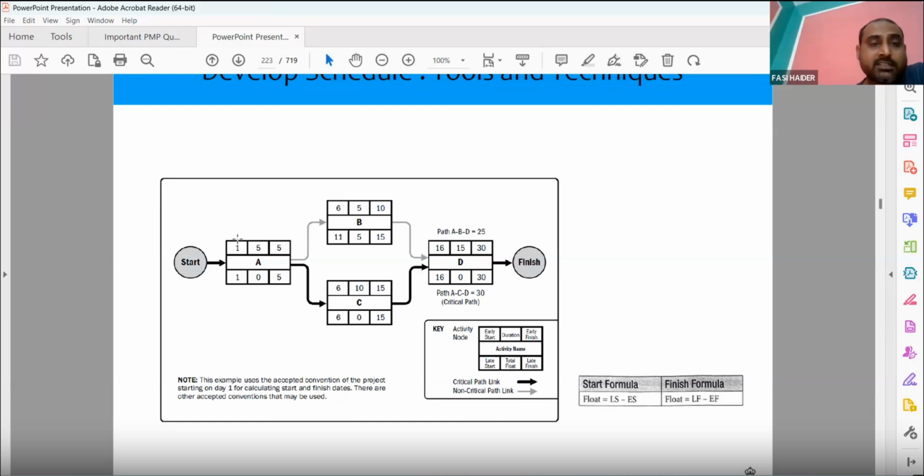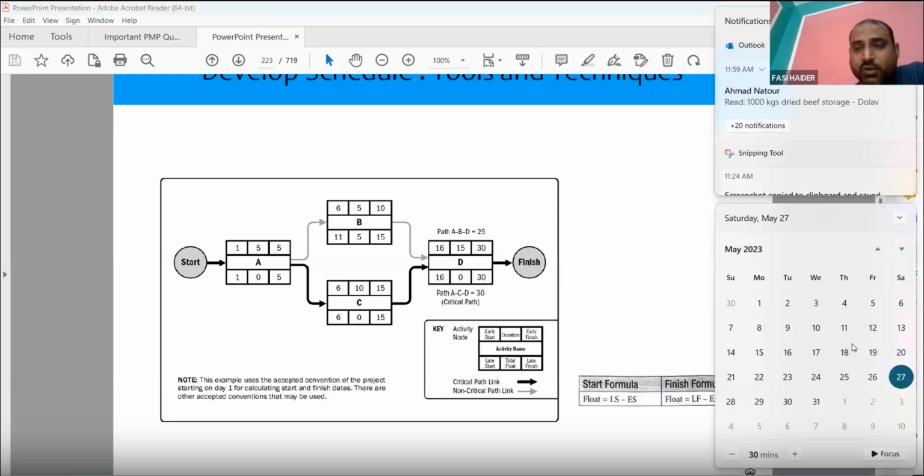So it starts day 1 and it is taking 5 days. You remember we talked about the forward pass, and what we said, 1 plus 5, 6, minus 1. If it starts on the first, the early start, and takes 5 days, how many days will it take to finish? Many people get confused and say 1 plus 5, 6. No, it's not, because on day 1 also you will work. So 1, 2, 3, 4, 5. It will start on Monday, 1st May and finish on 5th May.